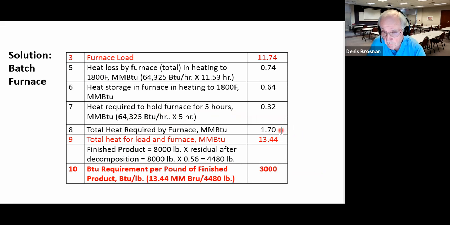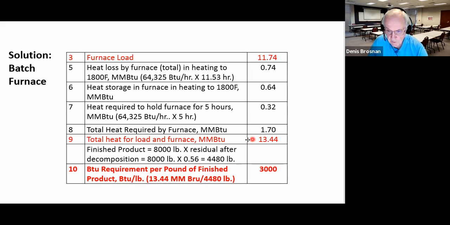Well, if we add the 1.7 million to the 11.74 that we already determined by the prior calculation, we come up with a need of 13.44 million BTUs to conduct the process in the furnace, given the refractory lining and the saggers that we used.